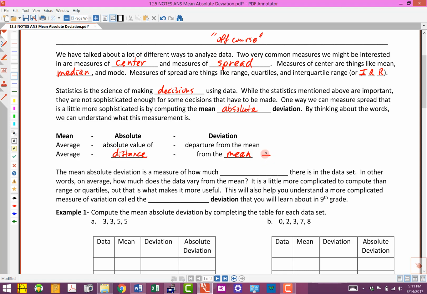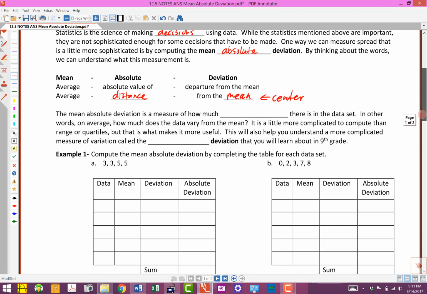And remember, the mean is a way of talking about the center. So when we talk about the mean absolute deviation, we're talking about the average distance that the data points are from the center. And that's all this is. We're just coming up with a different way to measure how spread out they are. If they're really spread out, they're going to be a long distance from the center, and if they're not very spread out, they're all going to be a pretty small distance from the center. So the mean absolute deviation is a measure of how much variation there is. Variation is another way to talk about how spread out things are. In other words, on average, how much does the data vary from the mean? Again, how spread out is it?